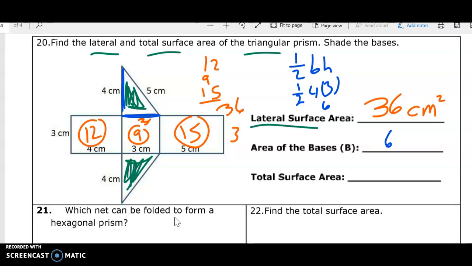Total surface area is all of them. So I have 2 bases. So 2 bases is 12. And so my total surface area is 36 plus 12, which is 48 centimeters squared.